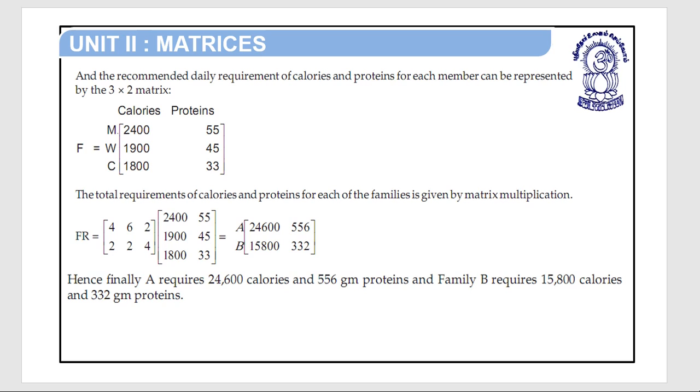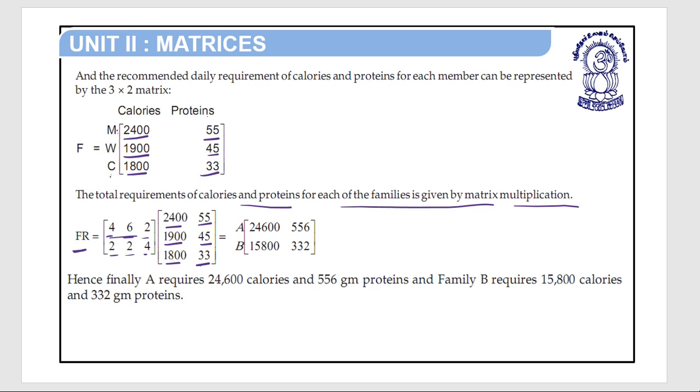F is equal to the matrix with men, women and children, and calories and proteins: 2400, 1900 and 1800 for calories, and 55, 45 and 33 for proteins. The total requirement of calories and proteins of each of the families is given by the matrix multiplication FR.